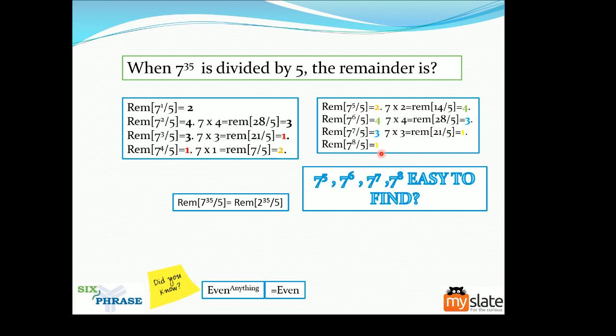So what will be the remainder of 7 power 9 divided by 5? 2, 4, 3, 1. What will be the remainder of 7 power 10 divided by 5? 2, 4, 3, 1. Okay.